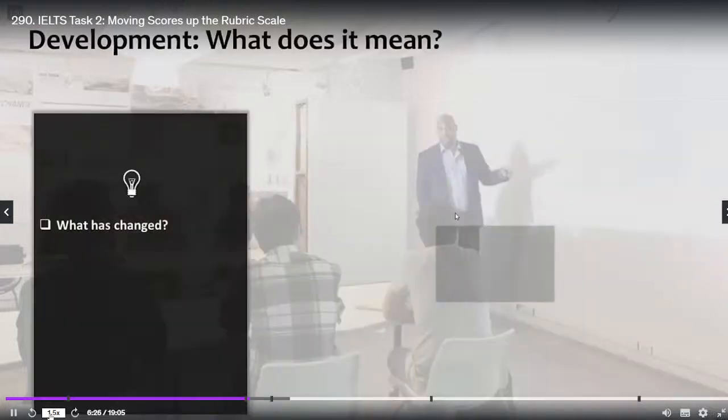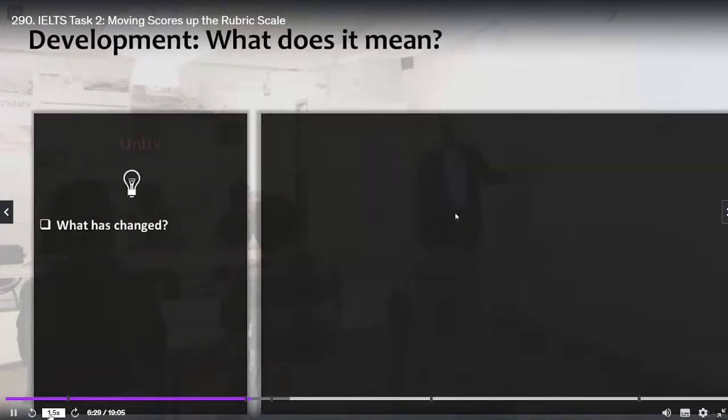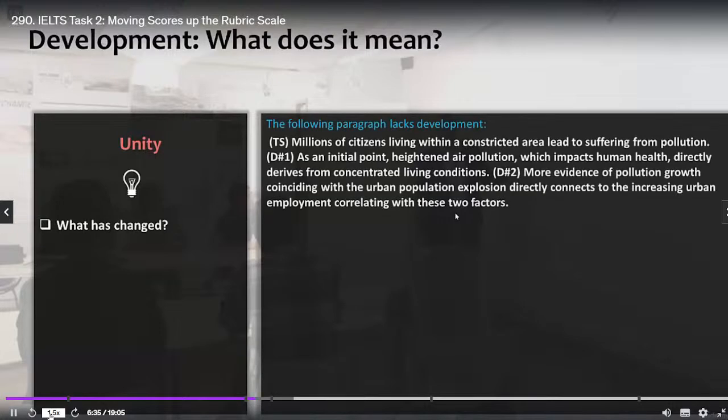Now let's talk about development. What does development mean? Well, when it comes to development, look at these paragraphs here. This paragraph lacks development. The student here wrote a topic sentence, then detail 1, then detail 2. You might look at that and say, yeah, that's a good paragraph. But that's a 6. That's a 5.5 or 6.